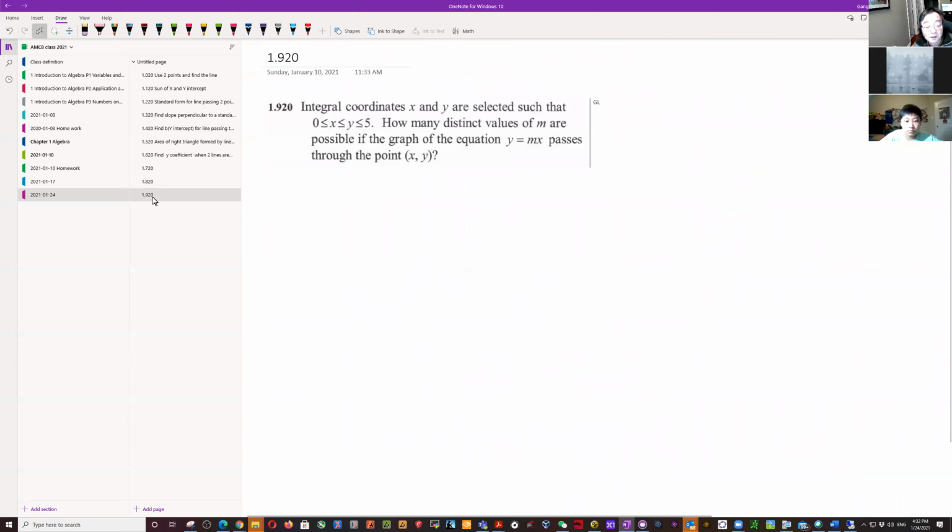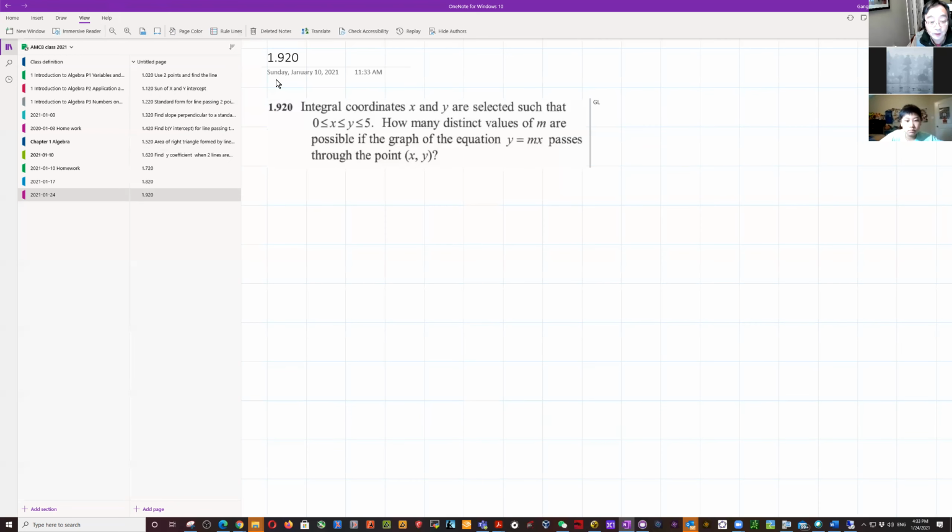Let's go to the last one. Integral coordinates x and y are selected such that 0 is less than or equal to x, less than or equal to y, less than or equal to 5. How many distinct values of m are possible if the graph of the equation y equals m x passes through the point (x, y)? So first we need to turn on the grid and try to find the coordinate system.